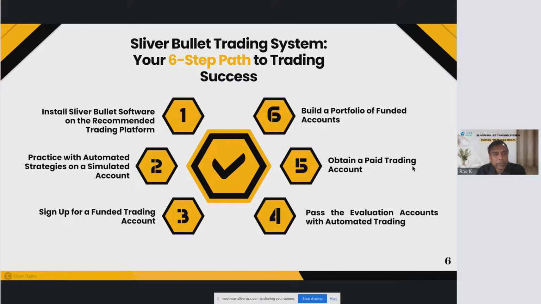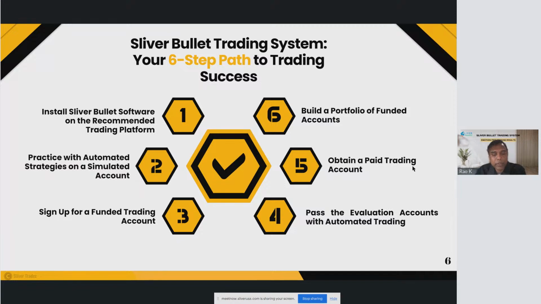Those strategies are taught in our academy, Sliver Trades Academy, where you get to learn different profitable strategies that are high probability strategies. Once you do that, we help you sign up for a funded trading account. At this stage, the funded trading account is an evaluation account.